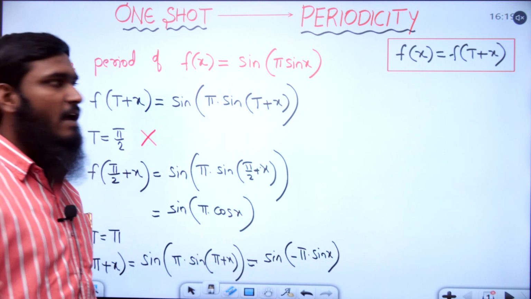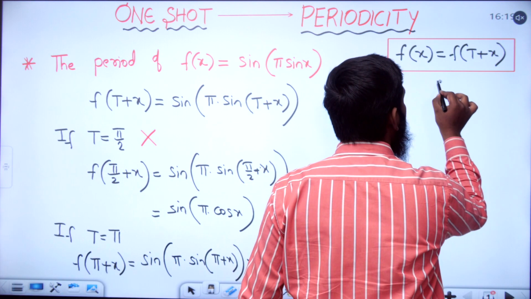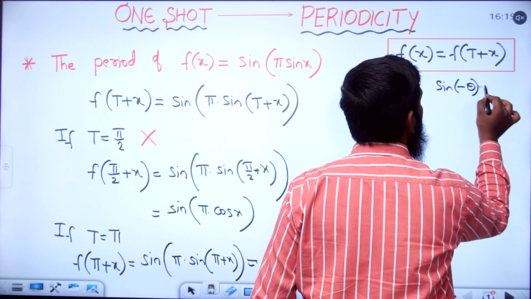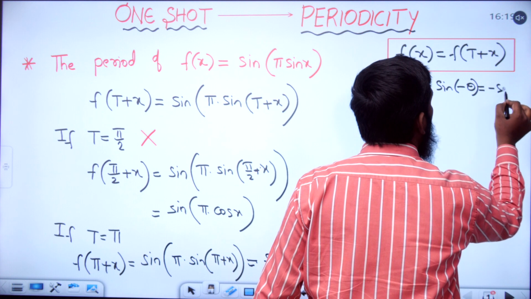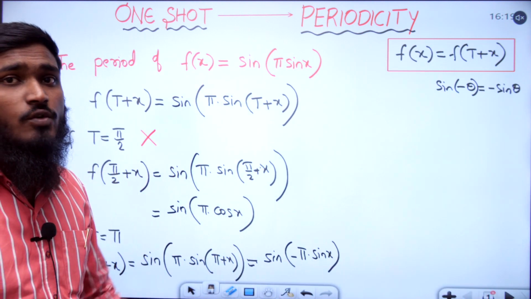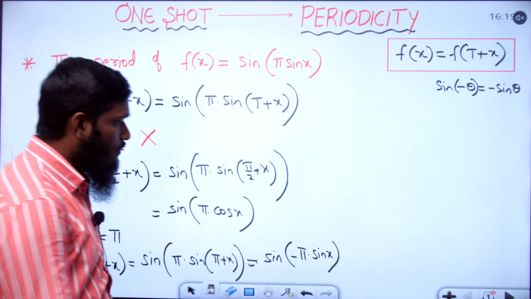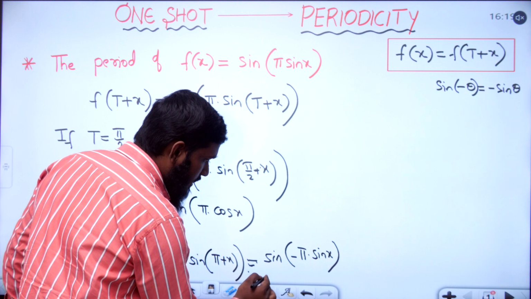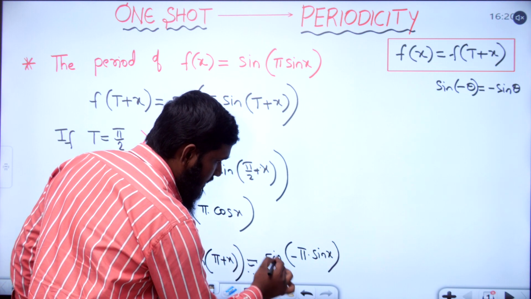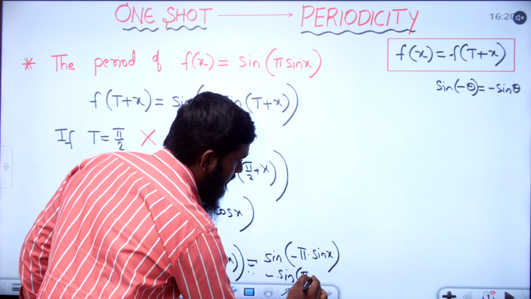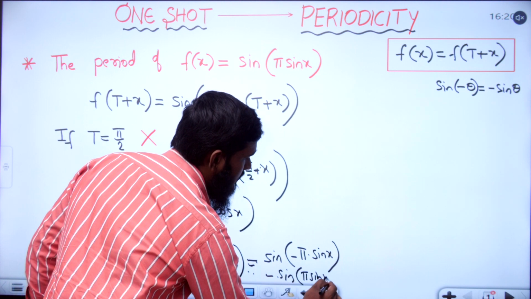Now we have one formula: sine of minus theta equals minus sine theta. If we take this complete part as theta, then minus theta gives us minus sine of pi into sine x.